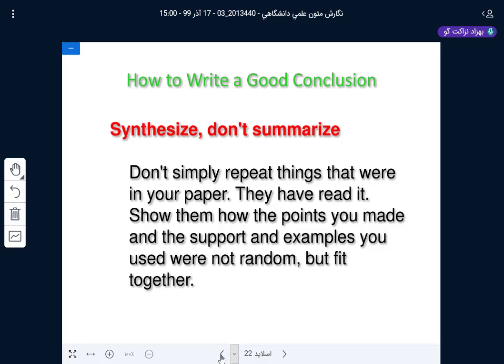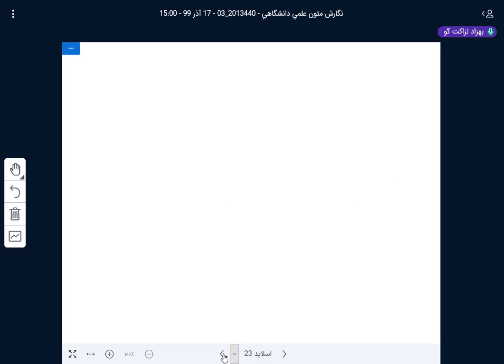How to write a good conclusion. Good is actually a vague adjective. I don't like the word good. I prefer to write effective rather than good. So when you just repeat the things that you have already mentioned and summarize them, you do not add significance. They have already read what you have put in your writing. So we have to show them how the points you made, and the support and examples used, were not random but fit together.